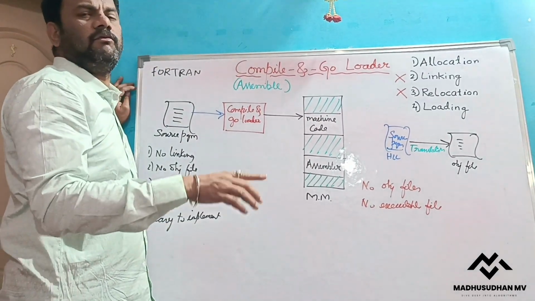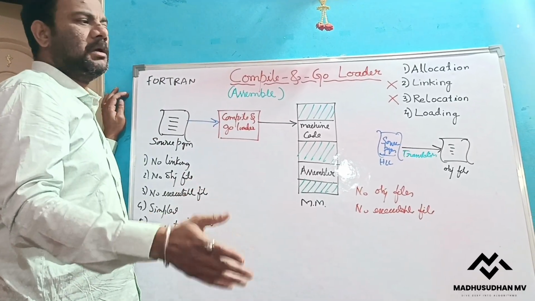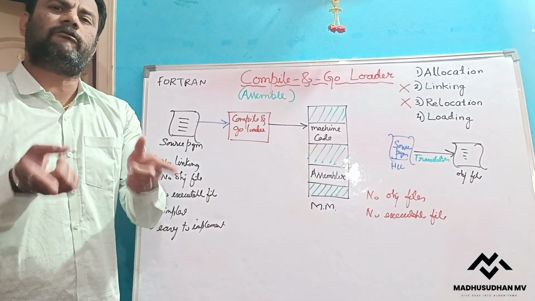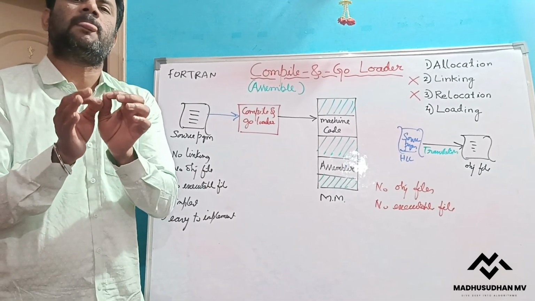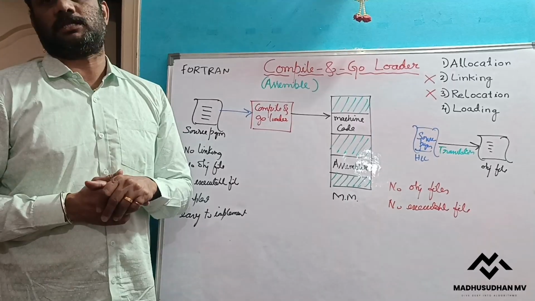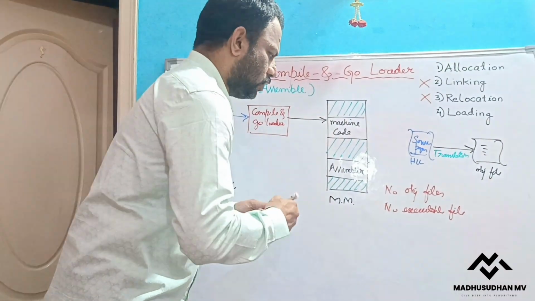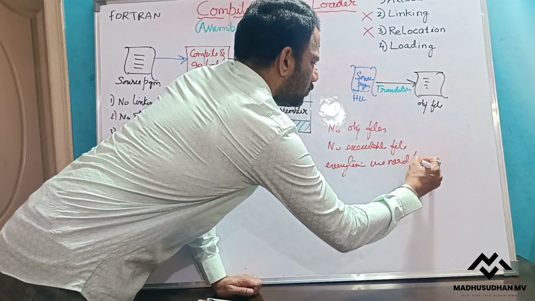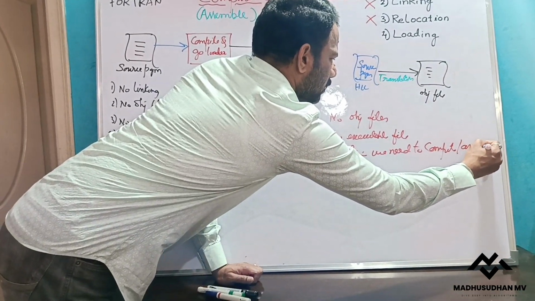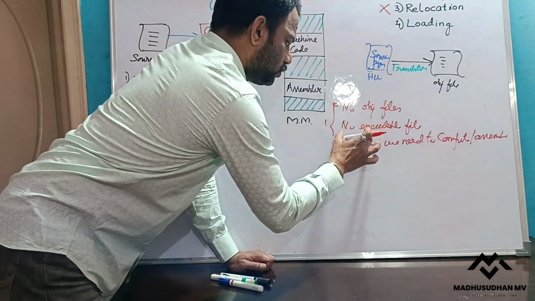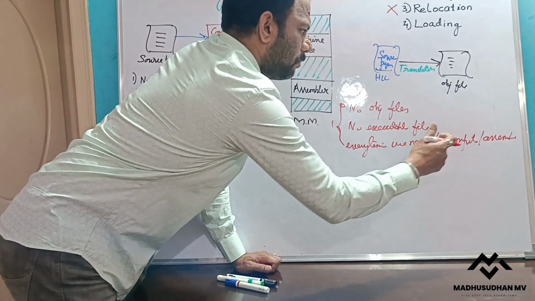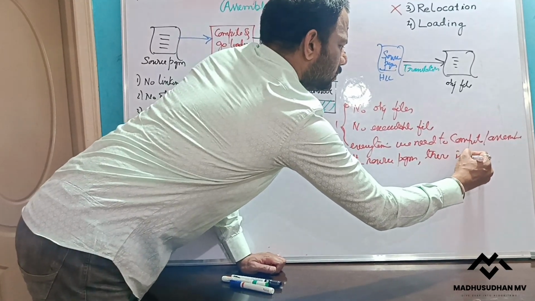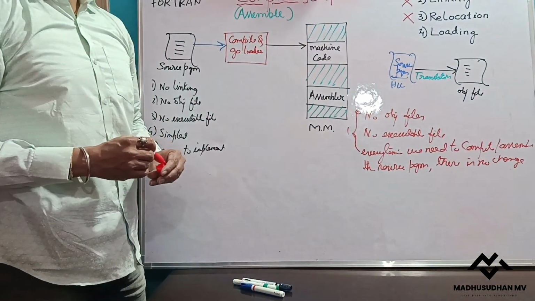If there is a change, there is no way around it: we need to compile or assemble, then only execute. But here, since there is no executable file or object file, even though there is no change in our source program, every time before executing we need to compile or assemble and then execute. That is the major disadvantage, the first one. Every time we need to compile or assemble the source program, even though there is no change in it.